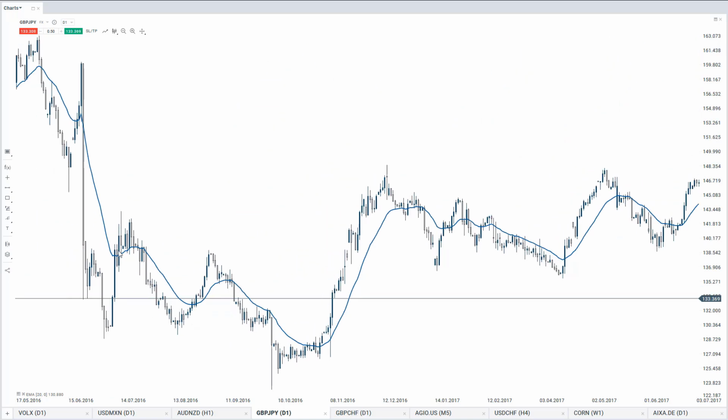But getting back to the point, markets will tend to revert back to the mean. It gets out of alignment, reverts back to the mean. Gets out of alignment, reverts back to the mean.